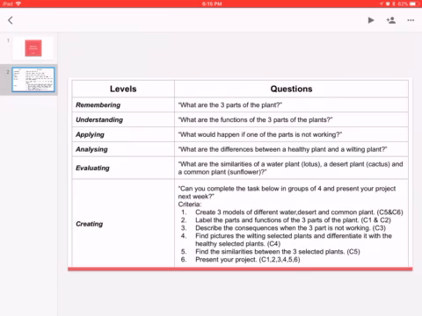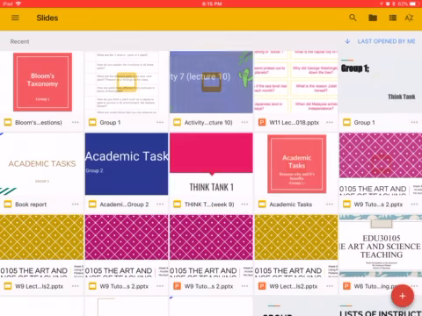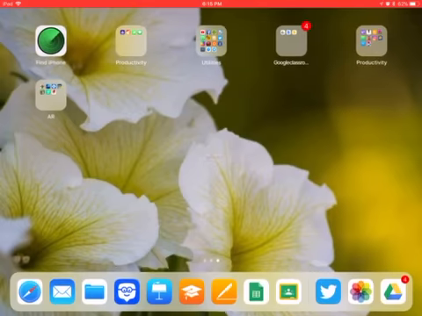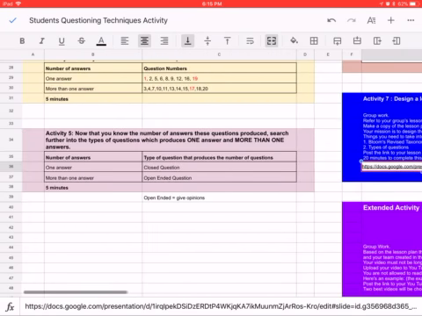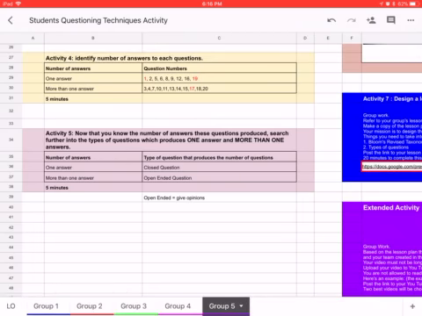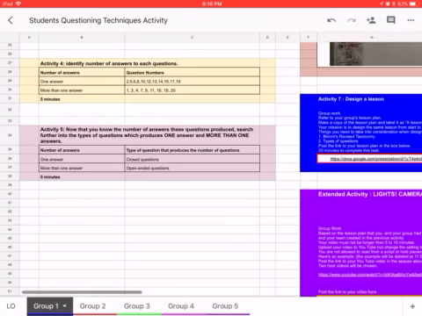Okay, so basically that is how I use the Google Spreadsheet, where I found that it's really a time saver, and I can check on everybody's work at the same time.